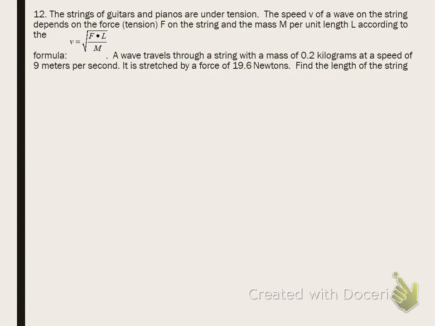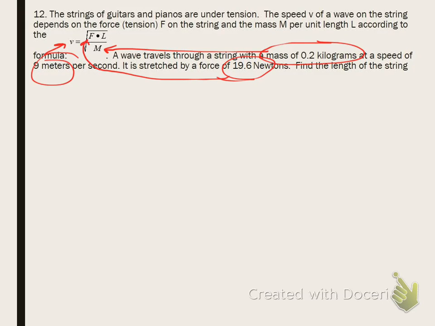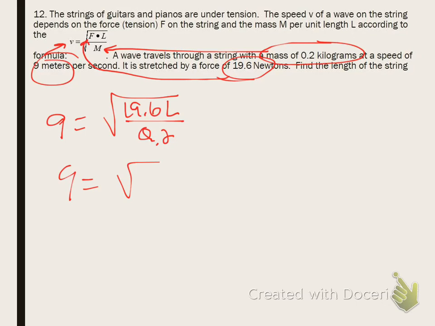Okay. Well, we have our formula. The mass here is going to go there. The speed, 9 meters per second, is going to go there for V. And the force of newtons is going to go right there. So just plug in some numbers, easy enough. 9 meters per second equals the square root of 19.6 L over the mass 0.2. And this is the equation that we have to go solve. All right. Well, we can divide the 19.6 by 0.2 and get 98.